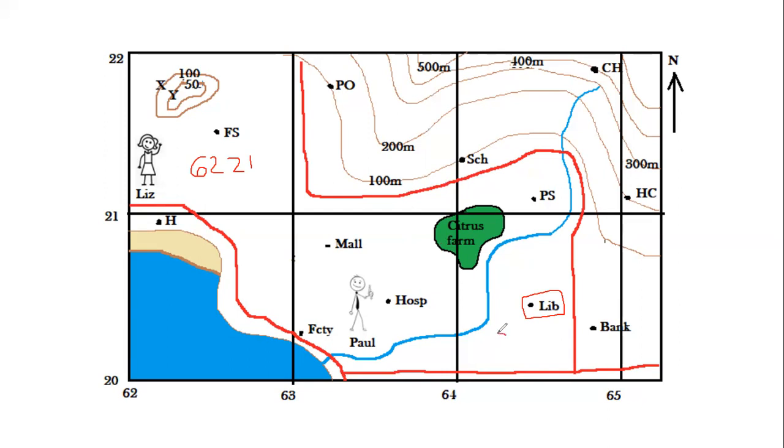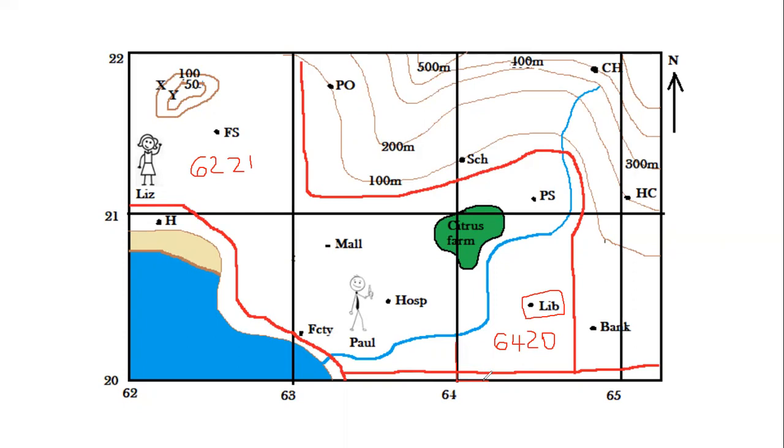Now, if you said 64, 20, or 6420, then you would be correct. All right, so we're looking at this line and we're looking at this line, and the 2 actually forms the letter L. So that's another way that you can remember how to find the 4-figure grid reference.